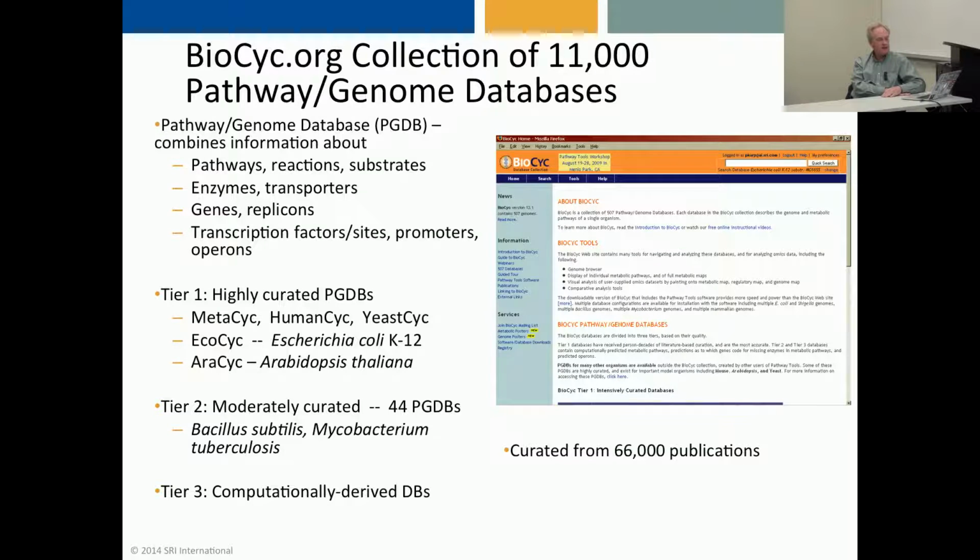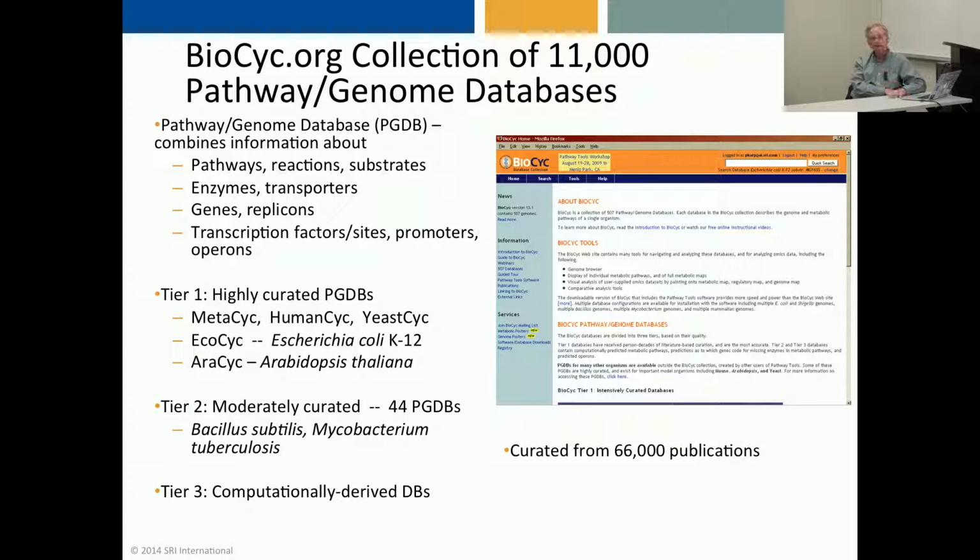Well, BioCyc is a database collection. It's a collection of about 11,000 what we call pathway genome databases. And we chose that name because these databases have pretty broad schemas that integrate many different types of information. Information about the metabolic network of an organism, its metabolic pathways, reactions, and substrates, and then the proteome of the organism, and the genome of the organism, and the genetic regulatory network of the organism. Although for the last part, the genetic regulatory network, that's only really present for a handful of the organisms.